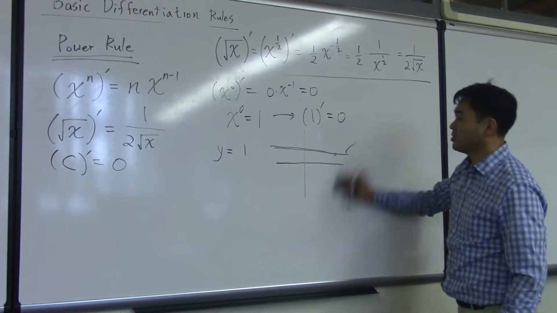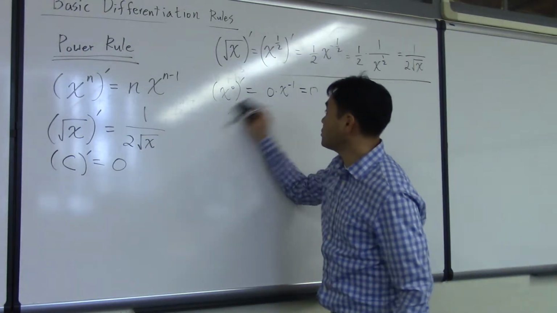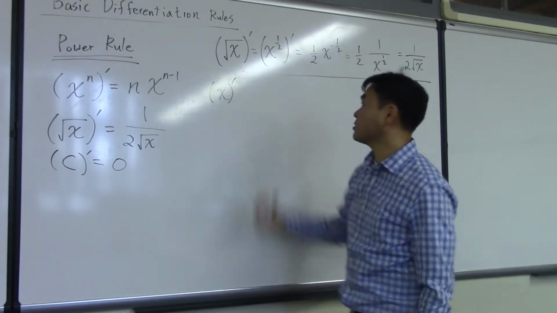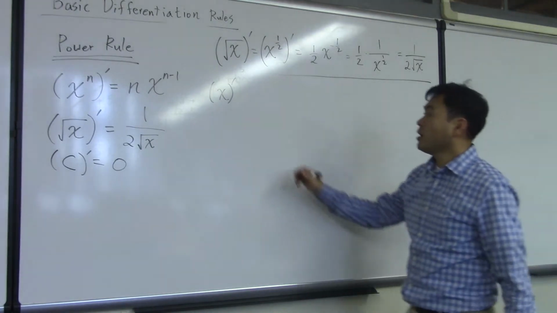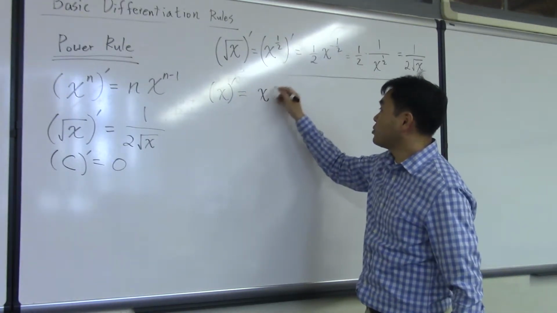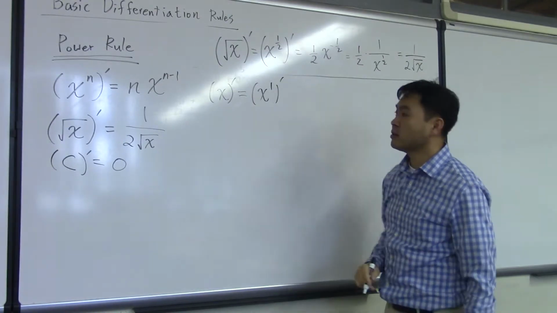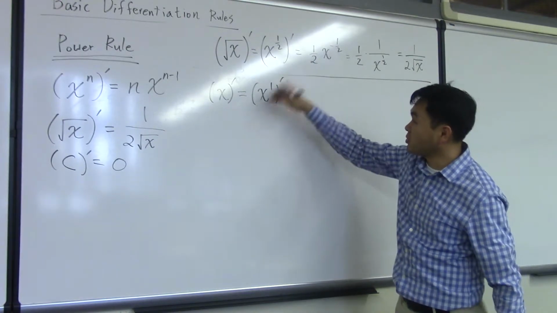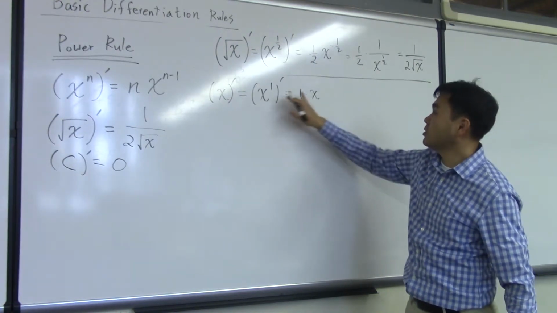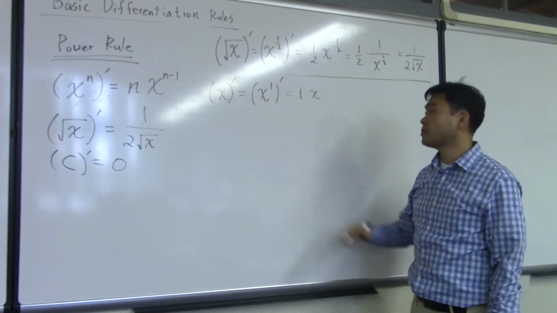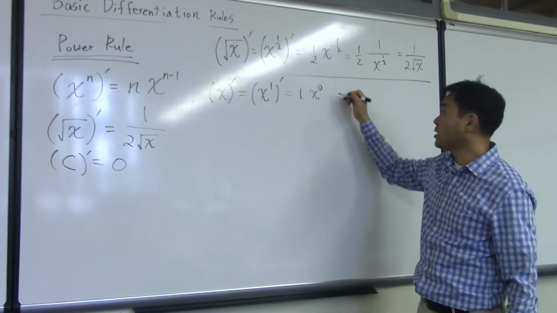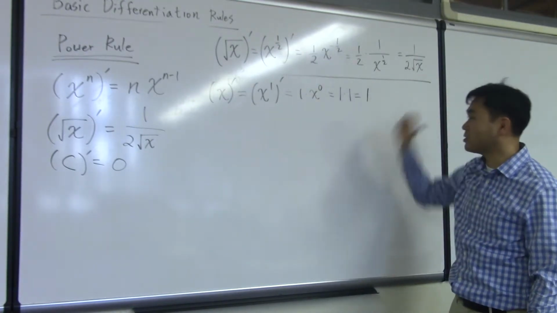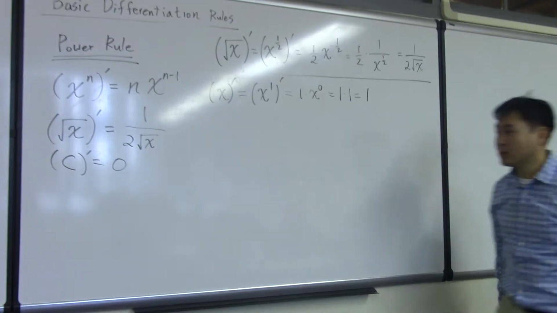Still another example of the power rule is what happens if you differentiate x? x is x to what power? 1 power. So it's like having n as 1, right? So when you differentiate this, 1 comes in front. You subtract 1 from 1, so you get 0. Anything to the 0th power is 1. So you get 1 times 1, which is 1. So x prime gives you 1.